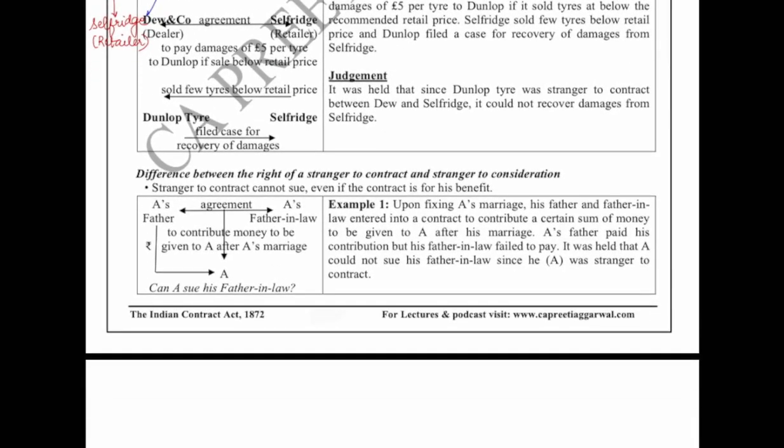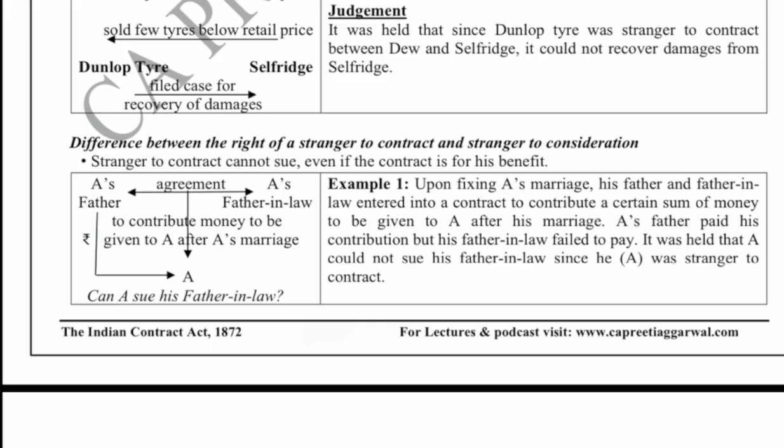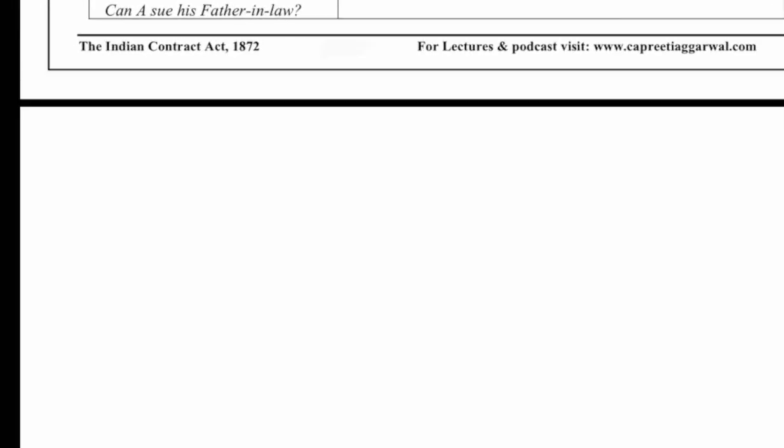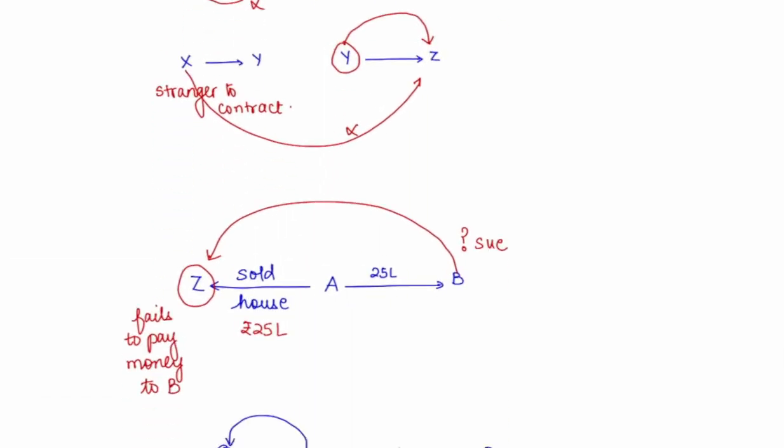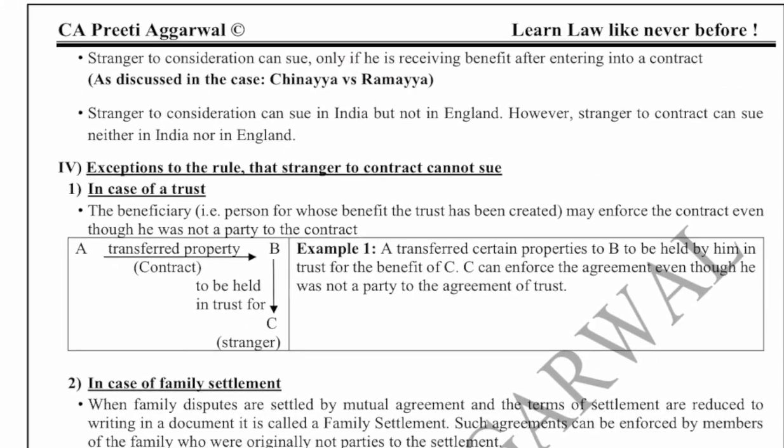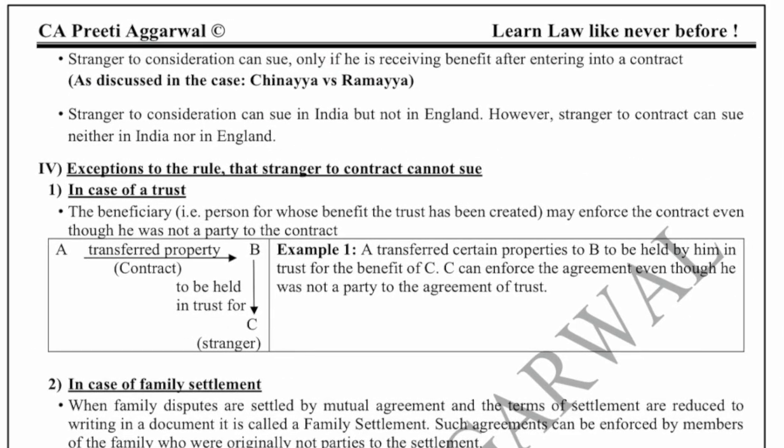How to distinguish between stranger to contract and stranger to consideration? I had discussed this with you. Stranger to contract cannot sue. Stranger to consideration can sue. A stranger to consideration becomes a stranger because there is some kind of contract. Like we studied in Chinaya versus Ramaya, there was some kind of contract, and because of that contract you are receiving a benefit. If you fail to receive the benefit, you can file a case.